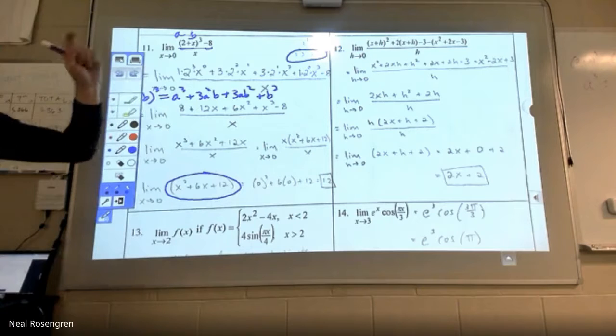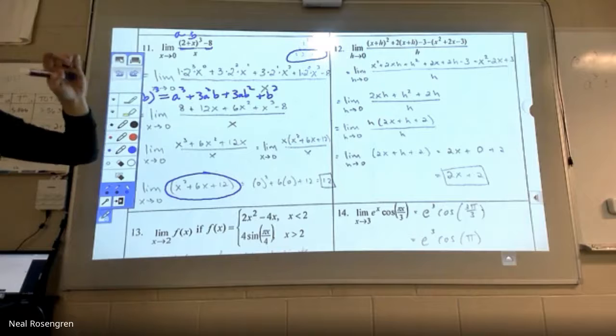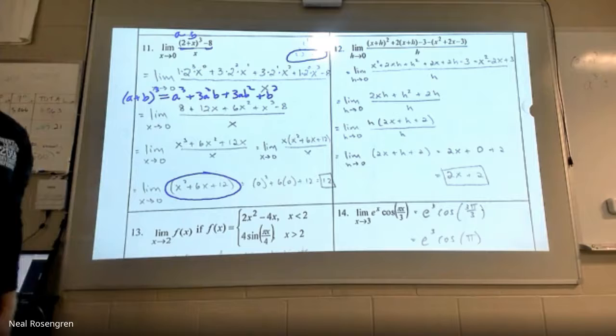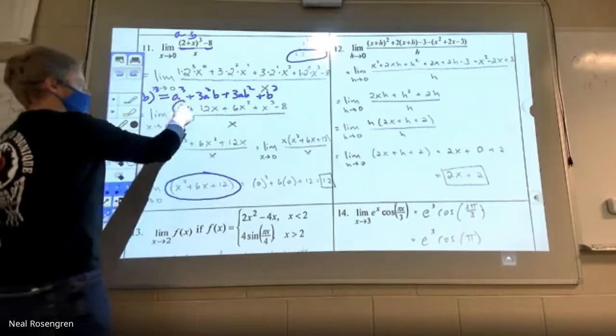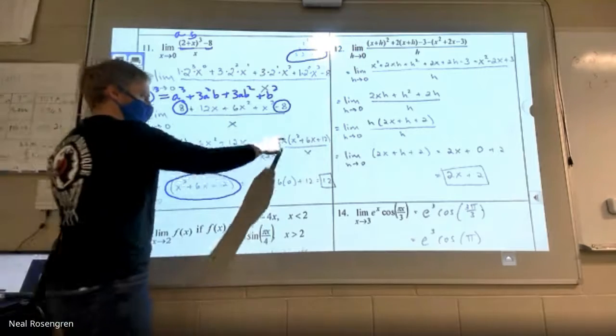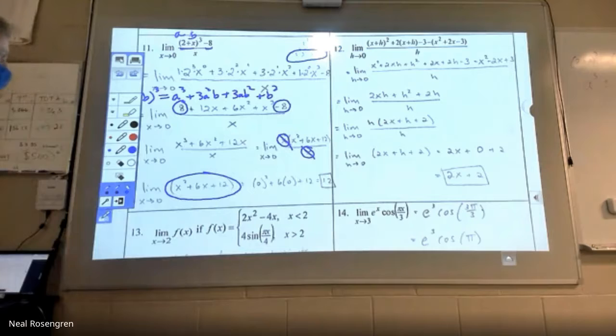That takes a lot more thought and a careful approach. This one is just multiplied out. Watch the numbers cancel out, 8 and negative 8. Factor out the common factor of x to be divided by. That's one of the hardest ones on here, I think.